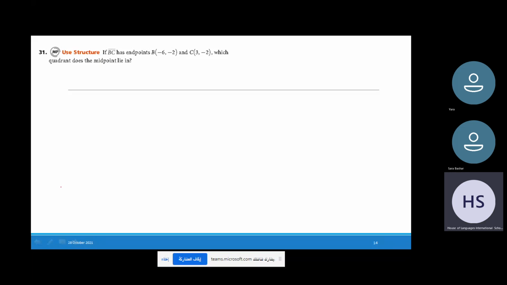Line segment, bravo. We cannot find the midpoint for the line because the line doesn't end. Only for the line segment. So now BC is a line segment. It has two endpoints, B and C. This is B and this is C. Now, B is (-6, -2) and C is (3, -2).